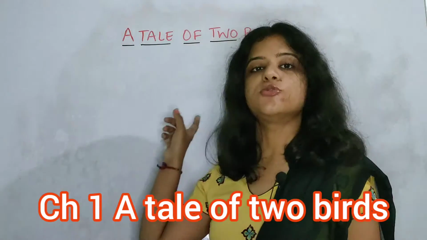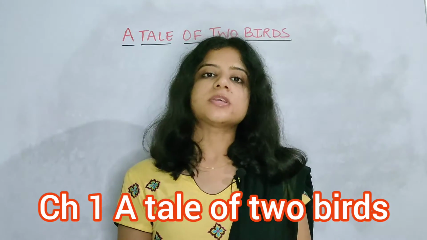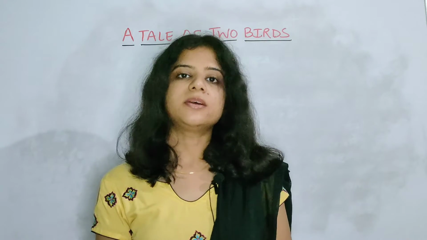Hello everyone. Today we will be doing another English textbook of standard 6. From that we will start with chapter number 1, that is A Tale of Two Birds. Now before starting, let me take a little recap. As we had done chapter number 1 of another textbook, in the same way we will do this chapter also.